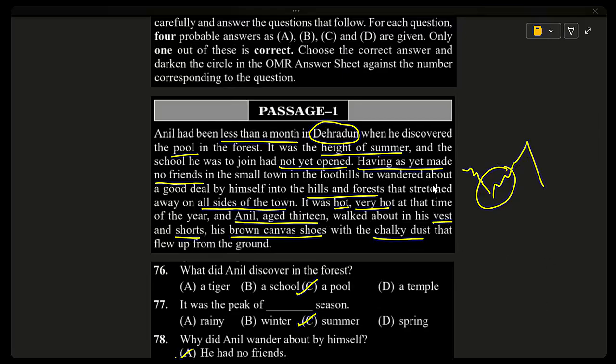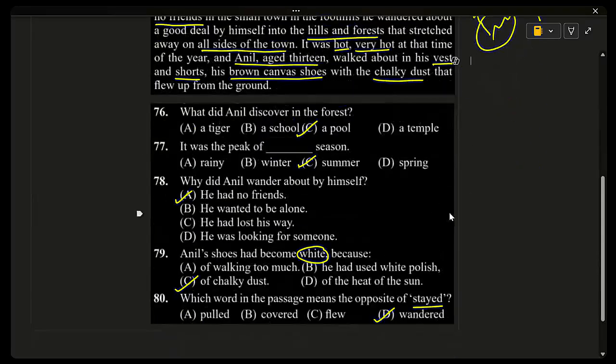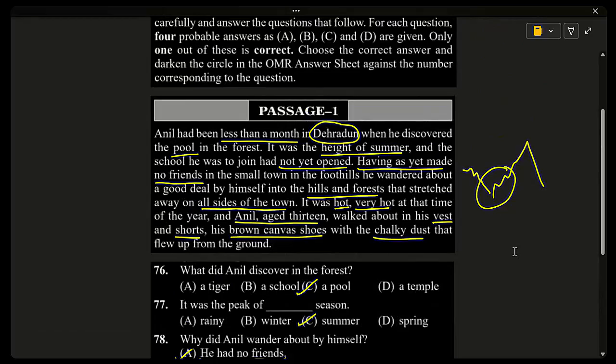Rutvik, question number two, what is your doubt? Sir, 79th. Why did his shoes become white? Because of the chalky dust mentioned in the passage, right? Sir, 78th. Why did Anil wander about himself? Okay, he had no friends. What is he thinking about himself? He had no friends. See, the passage also mentions it.